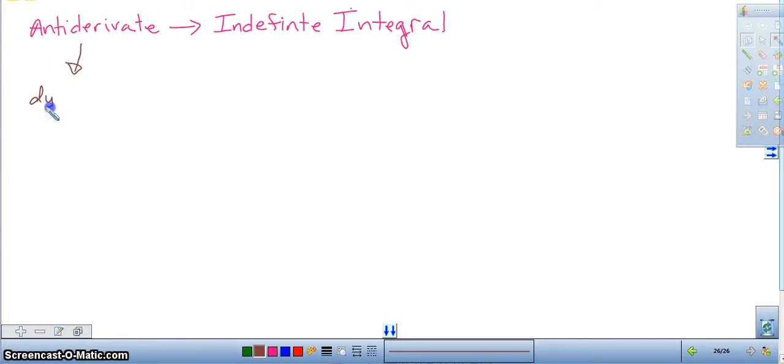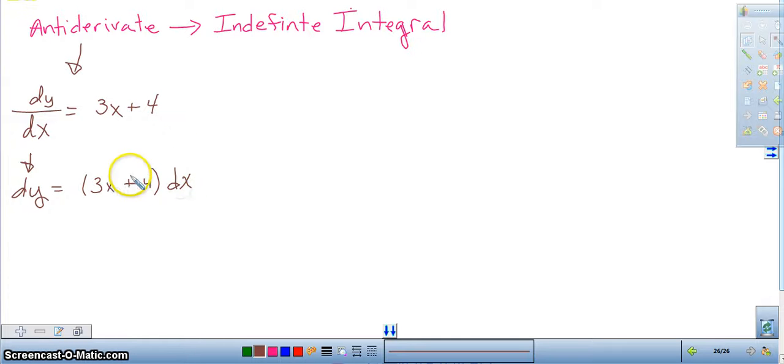So if I have a derivative, I'm going to call my derivative dy dx equals 3x plus 4. What I have here, dy over dx, remember that was one of our ways to make a symbol for derivative. What happens with antiderivatives is I have to solve this. I'm going to say dy equals 3x plus 4 times dx. Now hopefully you kind of remember how we had dx on all of our definite integrals when we did Riemann sums. Now this is what we call a differential equation.